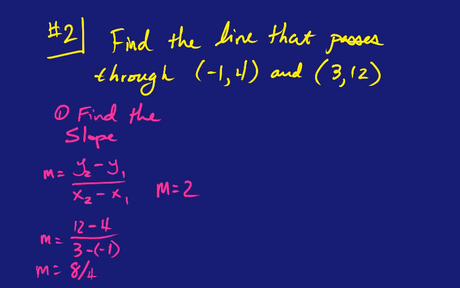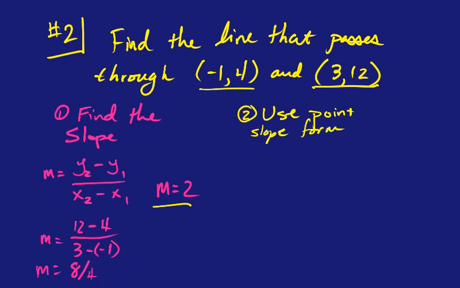So now that you have a slope and you have multiple points, you can use point slope form like we did on the last example. Remember, point slope form is y minus y1 equals m times x minus x1. And I know you're probably thinking, which point should I use? Because you can't use both. The answer is you can use whichever point you want because they're both on the same line. So just pick whichever one seems easiest to you, and then go from there.